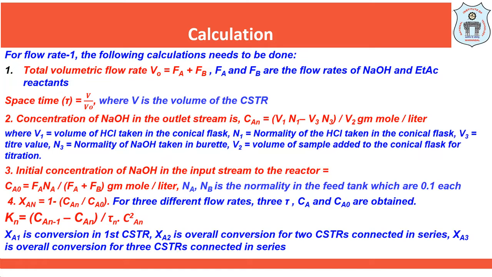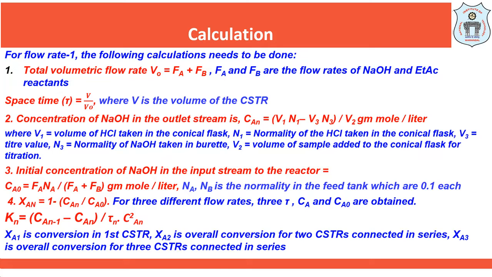So that is the concentration of NaOH in the product stream. Okay, so the same value we can determine for reactor 1, reactor 2 and reactor 3. Once you know the concentration value, we know the initial concentration, right? The CA0 value we know. So from that we will be able to get the conversion data also. Conversion in the first reactor, conversion in the second reactor and conversion in the third reactor can be determined.